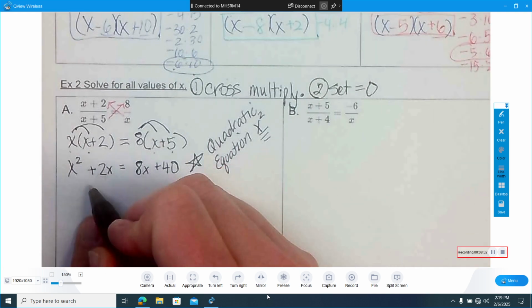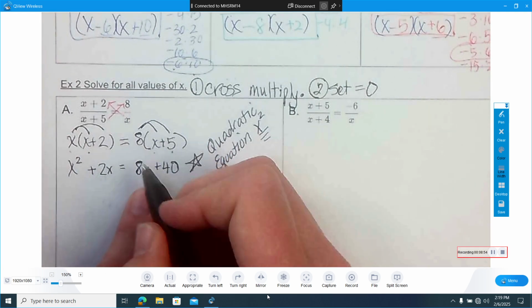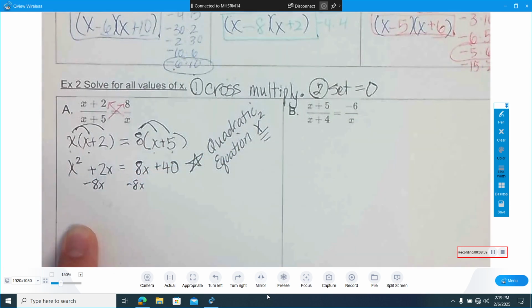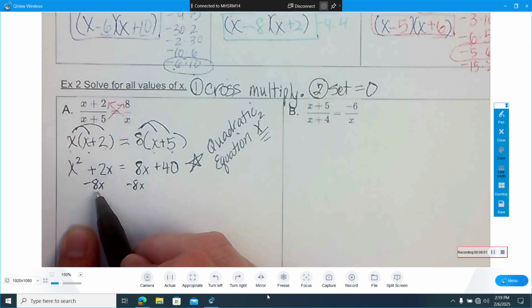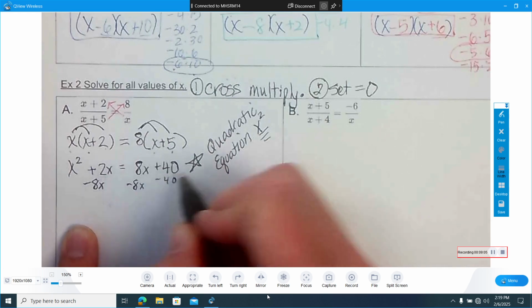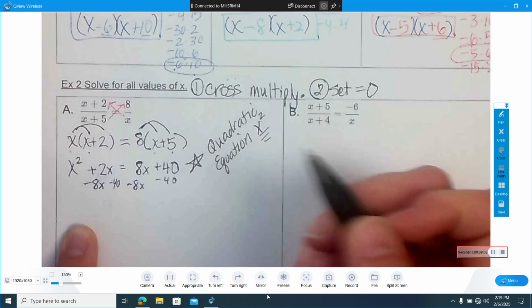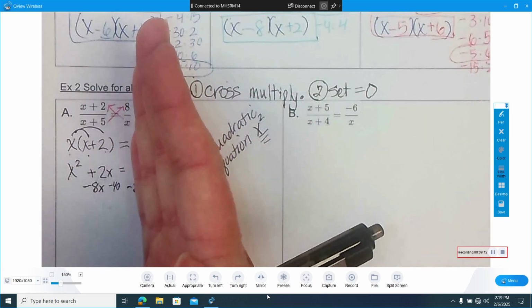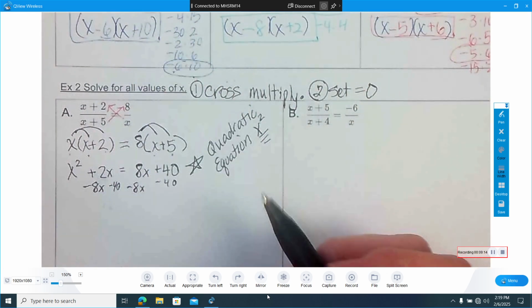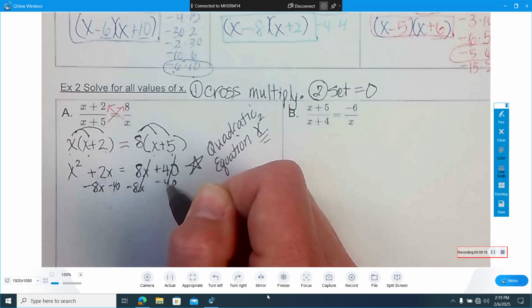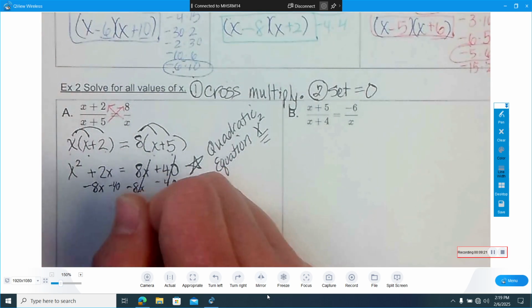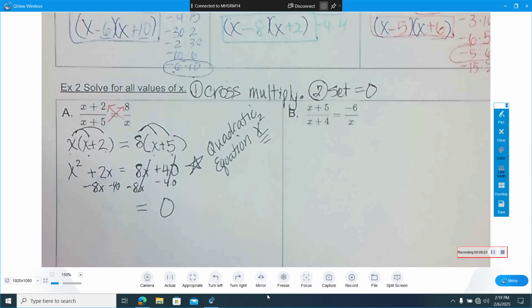We're going to move everything to the left. So I'm going to subtract 8x. Because you want everything to equal 0. So I'm going to move the 8x over to the left, Lily. And I'm going to subtract 40 over to the left-hand side. I'm pushing all the terms to the left-hand side towards the x squared. The positive 8x and negative 8x are 0, and positive 40 and negative 40 make a big fat 0 for us on the right-hand side.